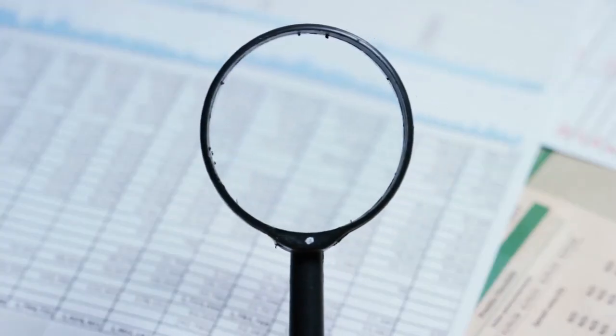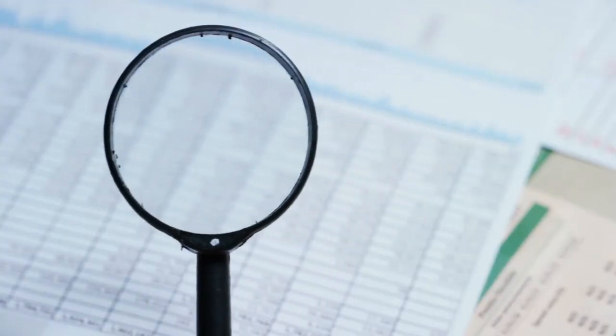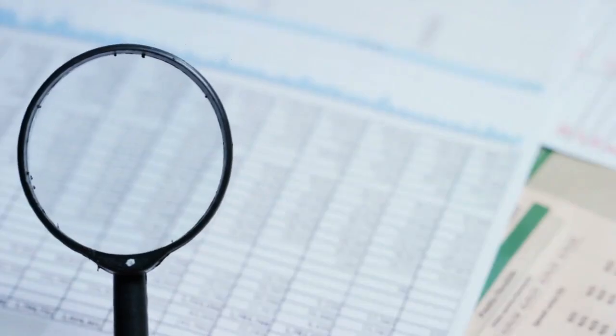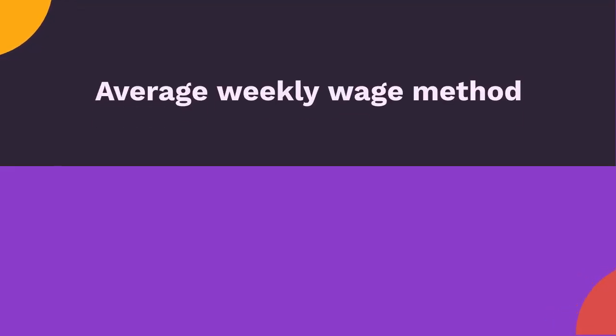A state might, for instance, calculate about 1.2% of your total base period wages to arrive at your weekly payment. Some states use an average weekly wage method, where they average your earnings over a certain period and then give you a percentage of that average, usually around 50% to 60%.